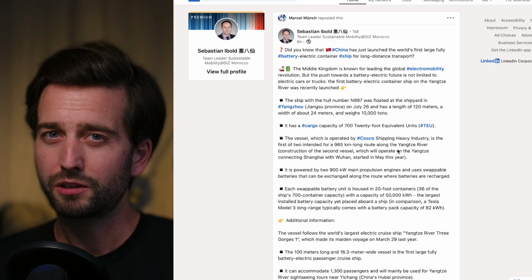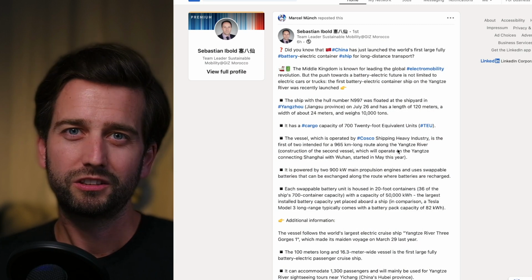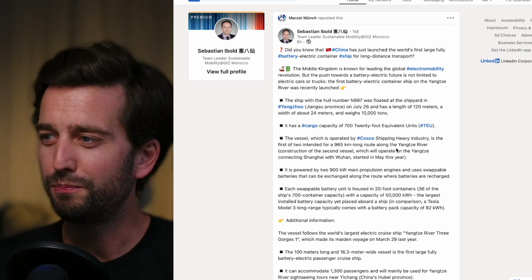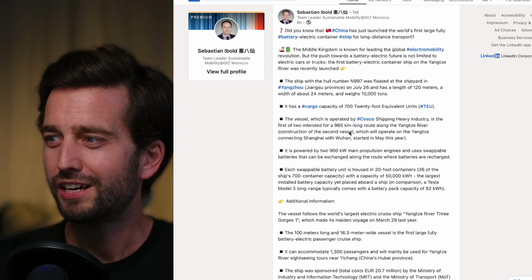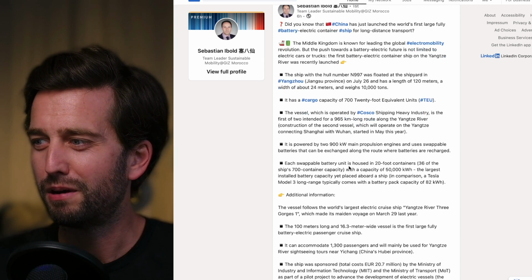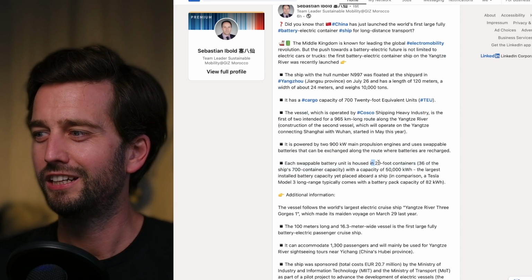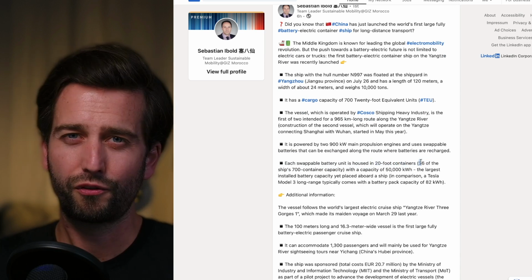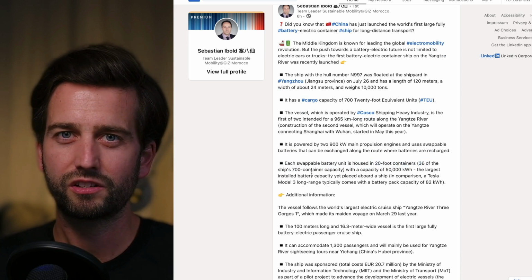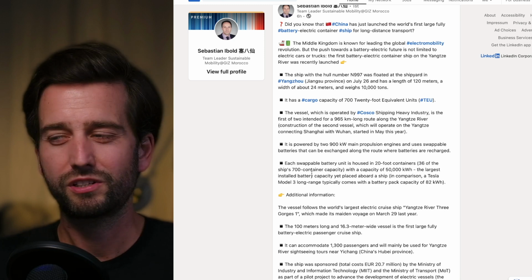Back to this article, because what is the link here to NIO? Well, you guessed it, it's about battery swapping. So this cargo ship has actually swappable battery units. Each of them are in a 20-foot container. So 36 of the 700 containers on board of this ship are actually batteries that can be swapped.